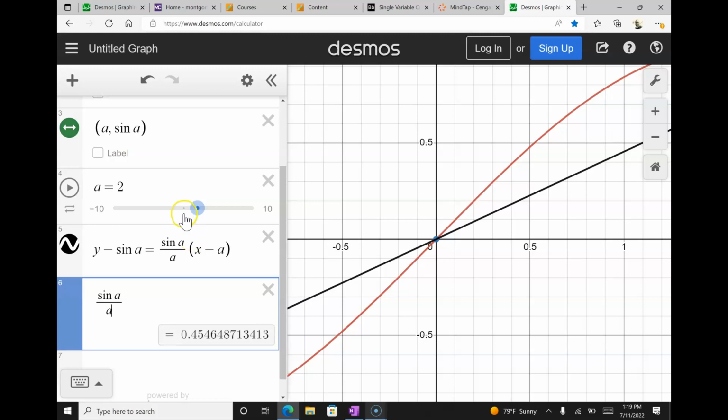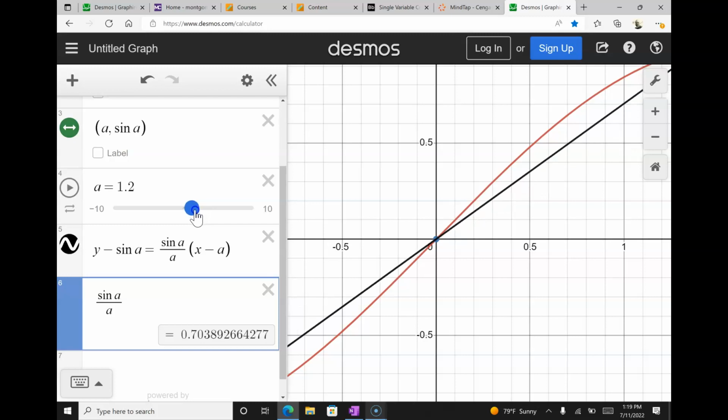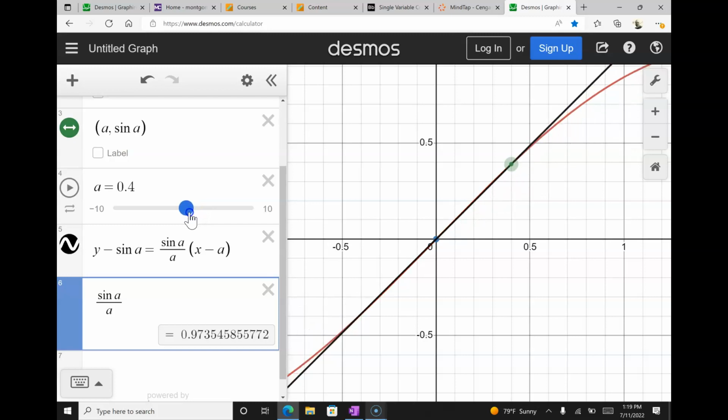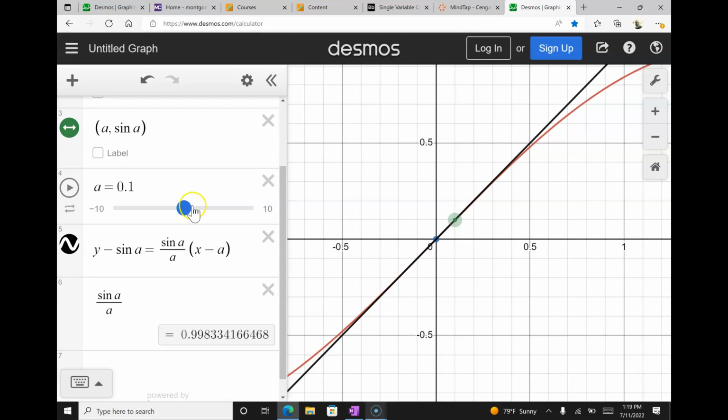And when a gets to 0, right? When a gets to 0. So look at it right now, 0.97, right? Can I move it with the mouse? No, no. Oh yeah, I was moving it, right? So when I get to 0.1, it's 0.998, right? And when I get to 0, it can't be done. This is the issue. How do you calculate a slope with only 1 point? You can't. We need calculus.